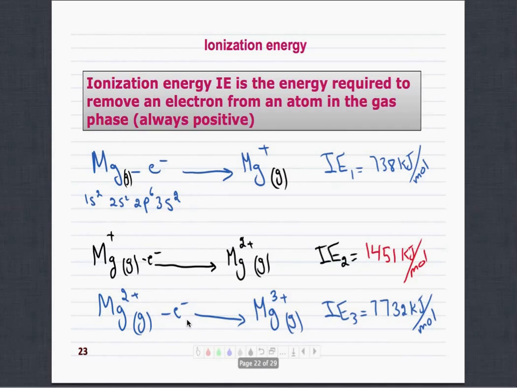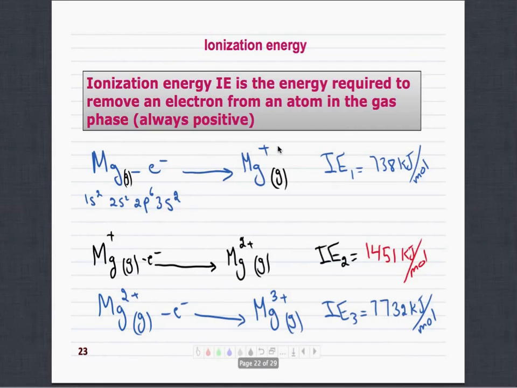Now, I'm going to insert an example in here. If I have magnesium in the gas phase minus 1 electron to give me Mg plus, this is the first ionization energy, and I need 738 kilojoules per mole. So again, both the magnesium and its ion must be in the gas phase. This is the definition of ionization energy. It must be in the gas phase. So this is the first ionization energy.